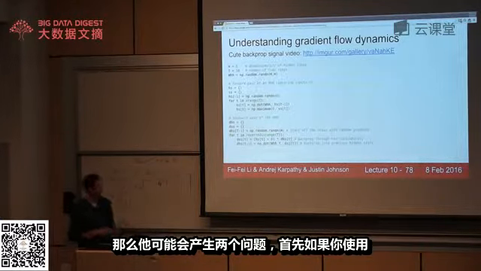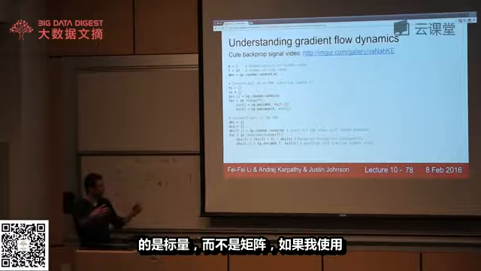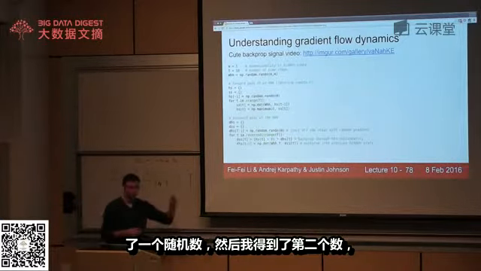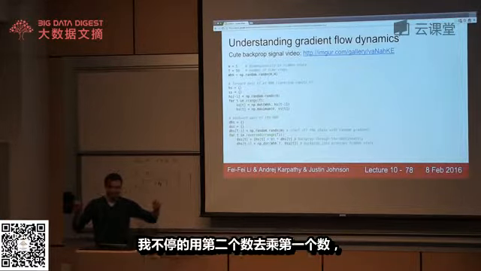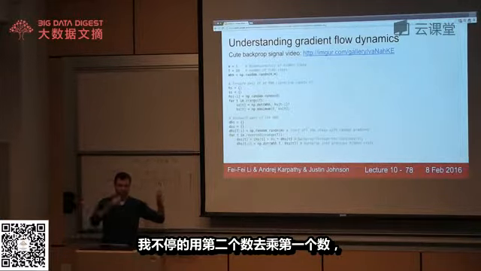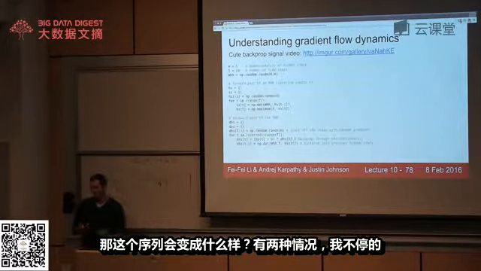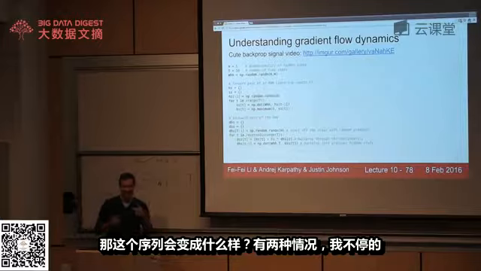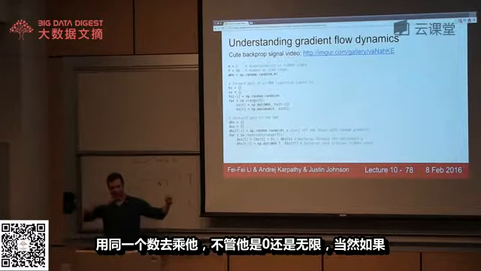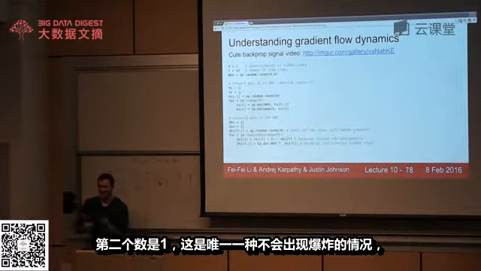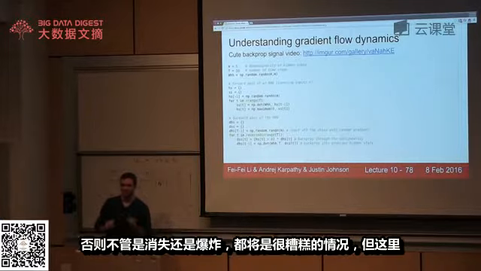basically, 2 things can happen. If you think about working with scalar values, suppose that these were scalars, not matrices. If I take a random number, and then I have a second number, and I keep multiplying the first number by the second number again and again and again, what does that sequence go to? So there's 2 cases. If I keep multiplying with the same number, either I die or it just goes completely. Yeah, so if your second number was exactly 1, that's the only case where you don't explode. But otherwise, really bad things are happening. Either we die or we explode.